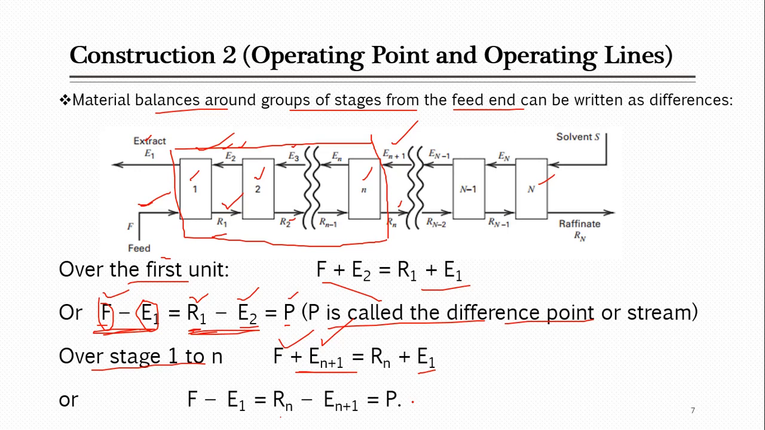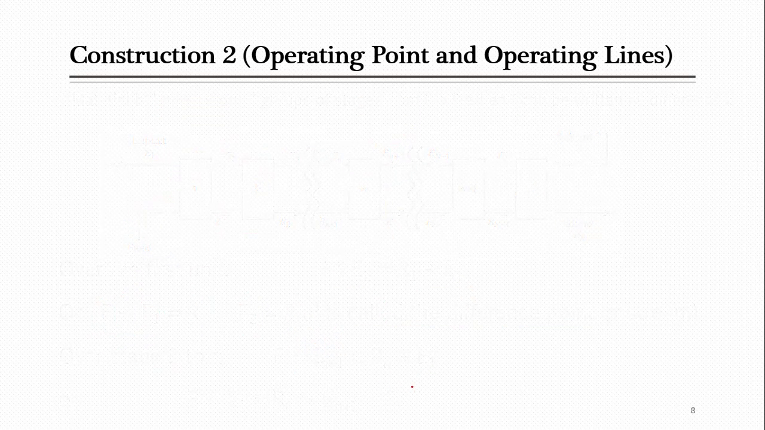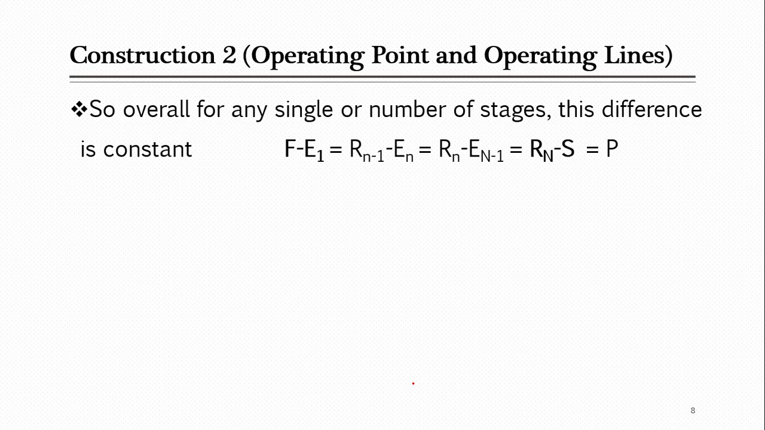So based on this you can see that whether you apply the balance on any individual stage inside the system, or on the whole system, or up to some specific limit, like here we are applying from 1 to n small, they all are equal to P, that's called the operating point or difference point. For any single stage or number of stages, the difference will be equal to P, and that's constant.